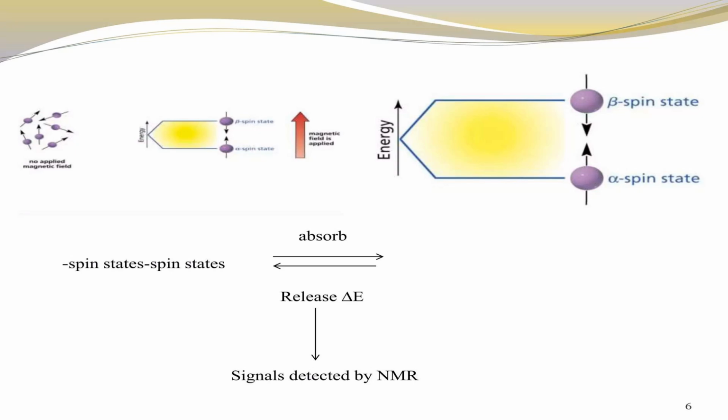Nuclei absorb a specific energy, delta E, to move from the alpha spin to the beta spin state. This energy is absorbed by the nucleus. When they relax back, they release energy, which is detected by the NMR as signals, and these signals are used to study the molecular structure.